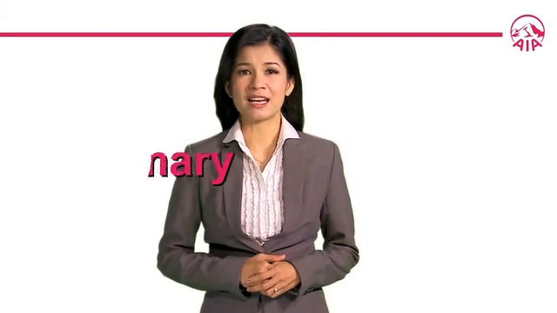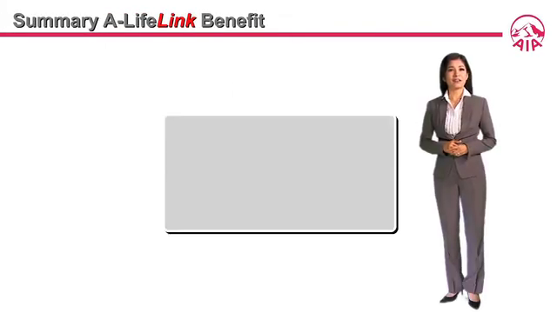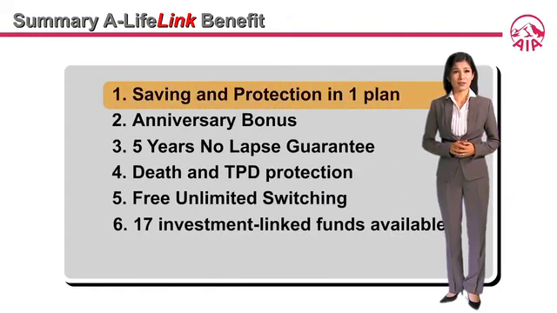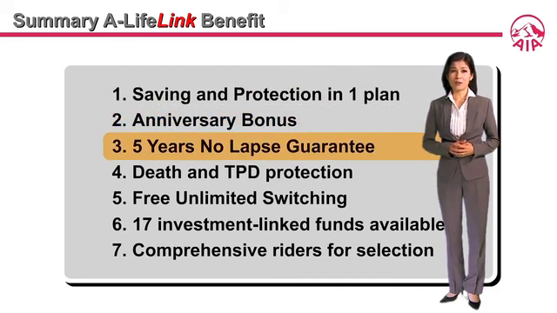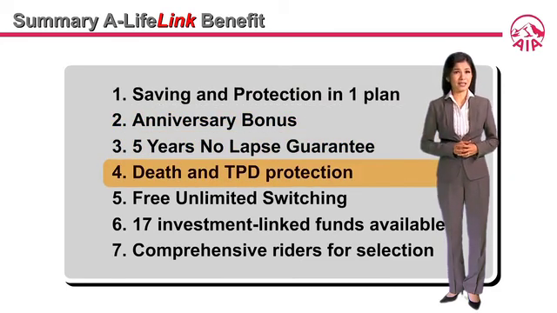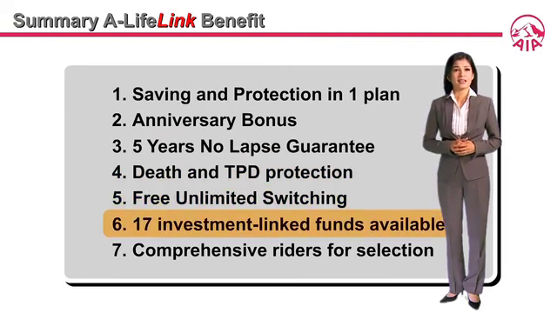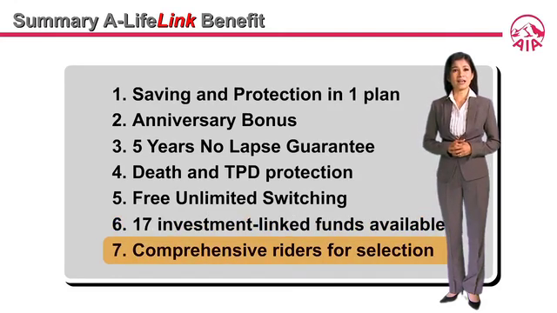Let us summarize today's learning. A-Life Link provides you with the following benefits: saving and protection in one plan, anniversary bonus, 5-year no-lapse guarantee, death and TPD protection, free unlimited switching, 17 investment-linked funds available, and comprehensive riders for selection.